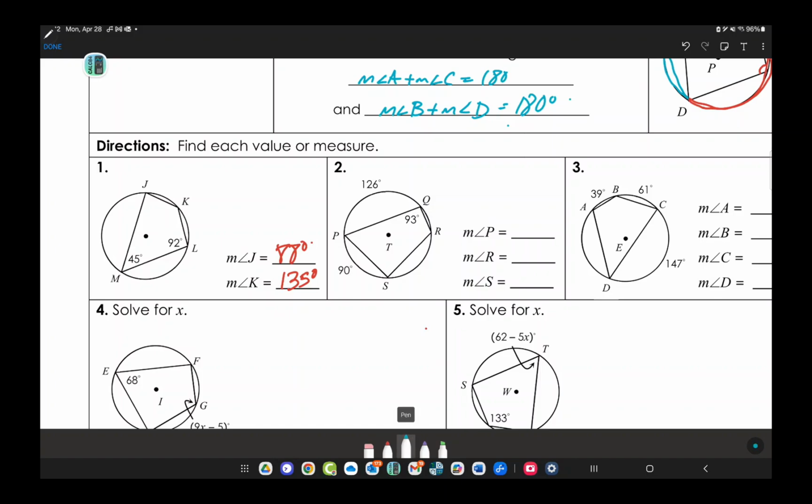Number 2, Q and S are supplementary, which means angle S must be 87 degrees. Right? R is equal to 1/2 of the sum of these two arcs. So those two arcs add up to 216. Half of 216 is 108. And since P and R are supplementary, P has to be 72 degrees.